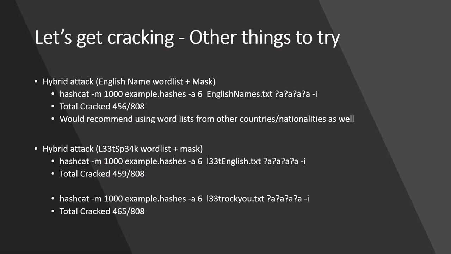All right, so now I wanted to quickly run through some other things you could try. First up is going to be a hybrid attack with a list of English names, plus a 4 all character mask. Now, I would also recommend using word lists from other countries and nationalities as well, depending on your target. With this one, we're up to 456 of the 808.